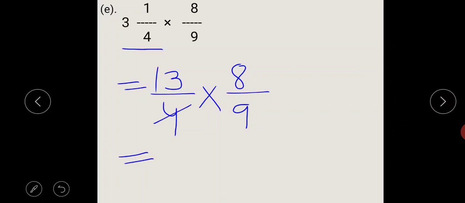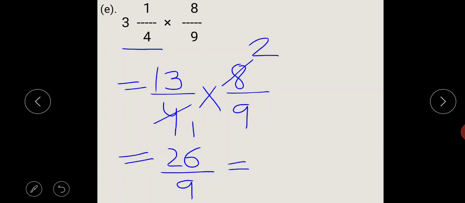For this 4 1s are 4, 4 2s are 8. Now 13 multiplied by 2 is equal to 26. 9 multiplied by 1 is 9. Now this is an improper fraction, so we can change this into a mixed number. So it is equal to 2 and 8 by 9.